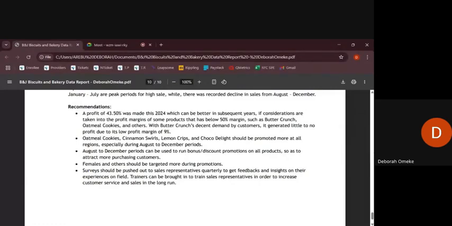Our fourth recommendation is that females and others should be targeted more during promotions, since there is a high volume of male buyers. We believe that females and others should also be targeted more during promotions. And lastly, employee surveys should be pushed out to sales representatives quarterly to get feedback and insights on their experience in the field. Also, trainers can be brought in to train sales representatives in order to increase customer service and sales in the long run.